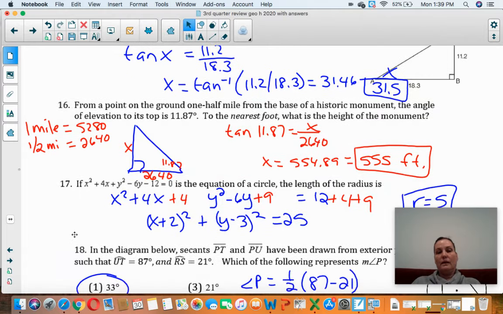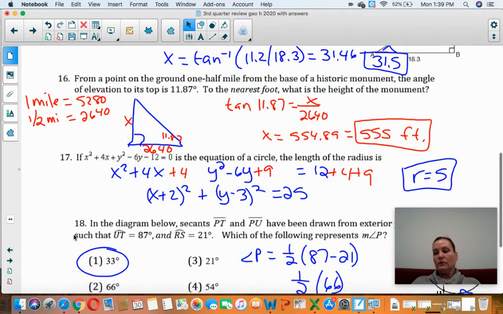Number 17 is another circle problem. It's similar to number 13 that was up above. This one just wants you to find the length of the radius, but you have to do the whole thing to find the length of the radius. You have to put it in standard form. So you can see I'm just completing the square.